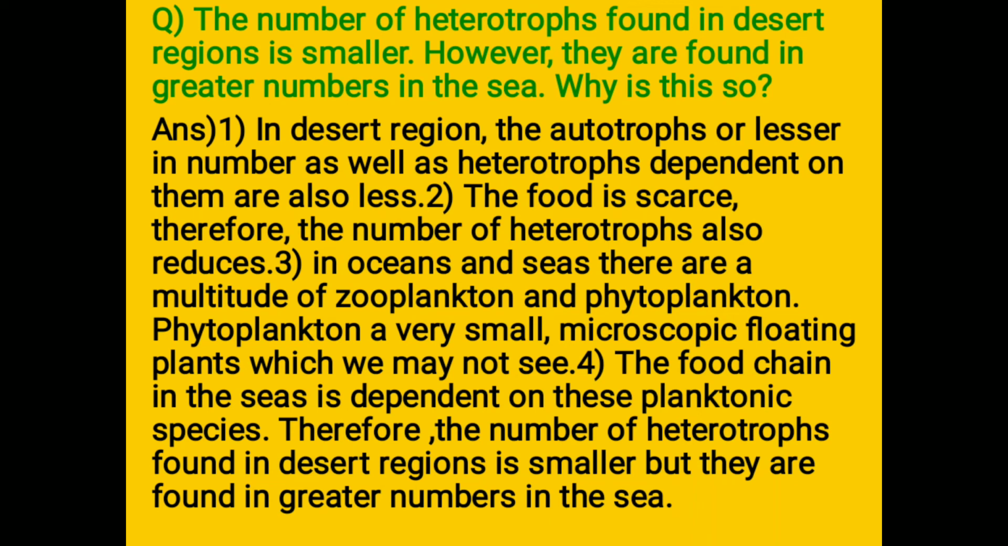Number 3. In oceans and seas, there are a multitude of zooplankton and phytoplankton. Phytoplankton are very small microscopic floating plants which we may not see. Point number 4. The food chain in the seas is dependent on these planktonic species. Therefore, the number of heterotrophs found in desert regions is smaller, but they are found in greater numbers in the sea.